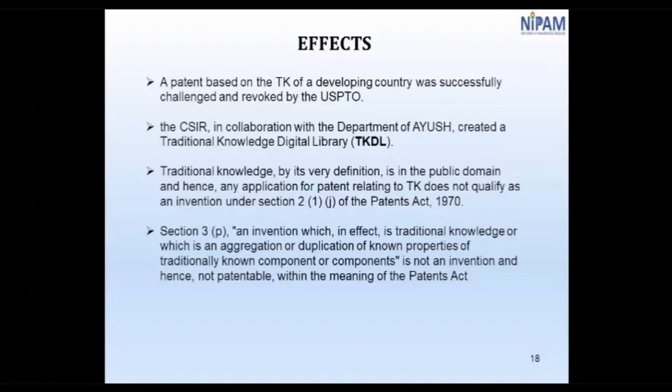Ki traditional knowledge ki agar pehle se hamare paas koi information claim karta hai, invention already exist karta hai, tab naye invention ke liye patent nahi le sakte. We have another section, section 3(p) in our Patent Act, that an invention which is traditional knowledge or is an aggregation or duplication of known properties of traditionally known component or components is not an invention and hence not patentable within the meaning of the section. Section 3 pe ye bolta hai ki agar kisi ka invention traditional knowledge ke upar based hai, okay, ya fir uska koi property hai jo traditional knowledge se linked hai, that invention can't get patent in our country. Okay, the simple rule is that agar koi information pehle se public domain mein hai, then any invention application that is based on that information can't get patent in our country.